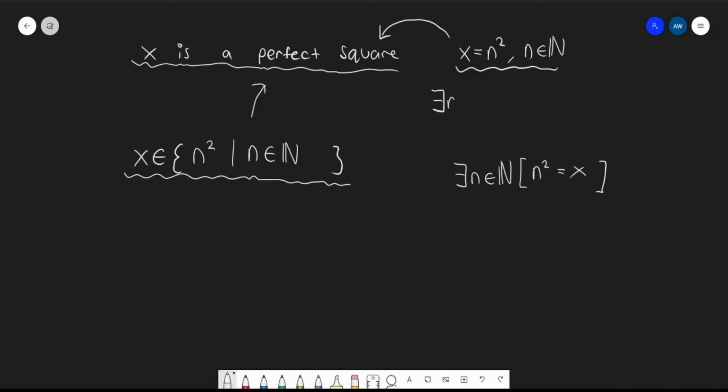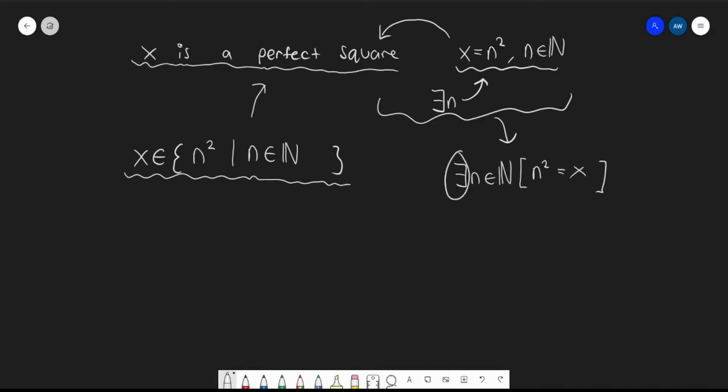there exists an n which satisfies this condition over here. And well, if it satisfies this condition, then this condition is true, and if this condition is true, then x is a perfect square. Meanwhile, if there does not exist a number n which satisfies this condition, then it's impossible for this statement to be true because there doesn't exist a number n which can satisfy this. If it's impossible for this statement to be true, then x is not a perfect square. Therefore, this whole thing over here just translates to this.